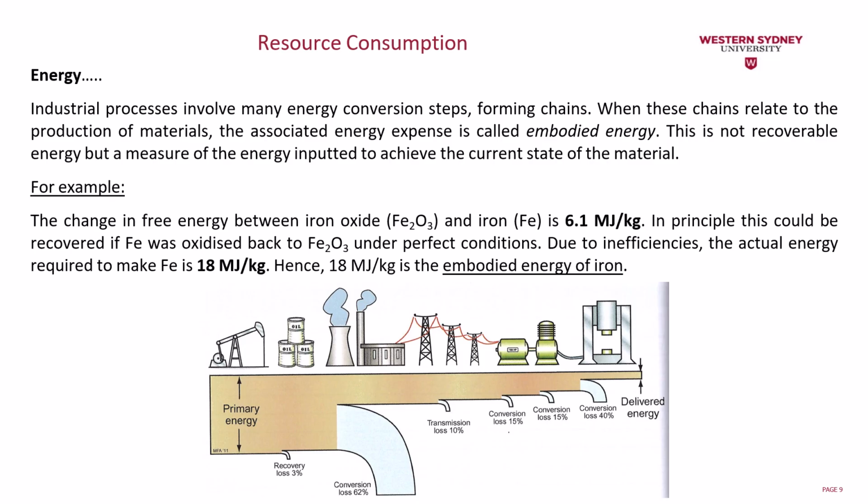So, for example, the change in free energy between the iron oxides and the iron itself is about 6.1 megajoule per kilogram. In principle, this could be recovered if the iron itself was oxidized back to the iron oxides under perfect conditions. Due to inefficiencies, the actual energy required to make the iron is about 18 megajoule, and this 18 megajoule per kilogram is the inputted energy of the iron.